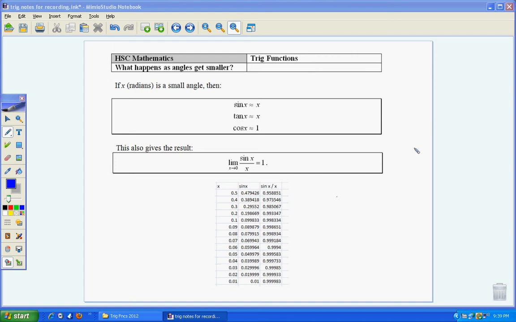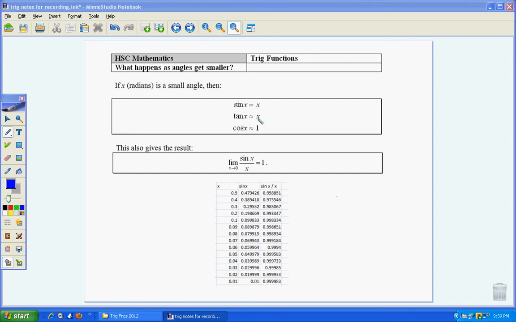So what does happen if, when the angles in radians get smaller, what happens to sine, cos, and tan? Well, basically, if we're looking at sine x, it becomes the same as the radian value. Sine of x is equal to x.